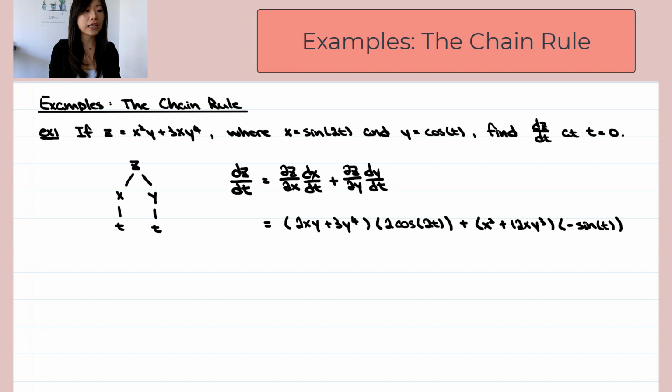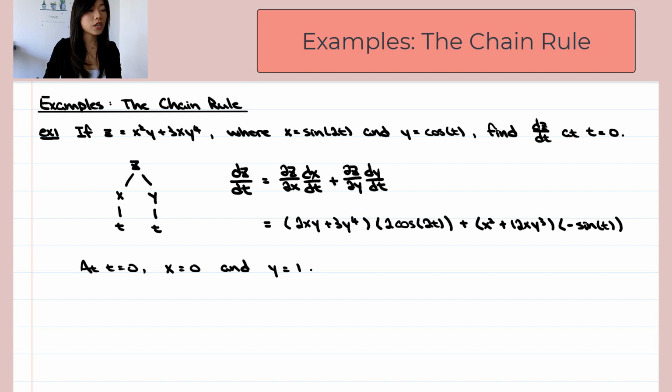So if we want to find the derivative at t equals 0, then we substitute t equals 0 into this function. But note that in this function, we also have the x and the y. So I also need to find, at t equals 0, what is the value of x and what is the value of y. So I substitute t equals 0 into the function. I get x is sine of 0, that is 0. And y will be cosine of 0, so that is 1.